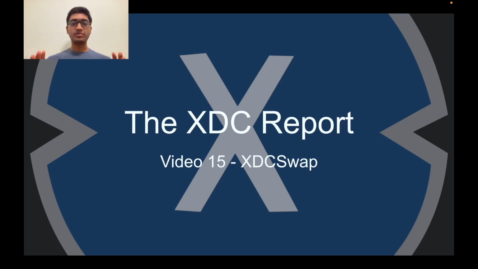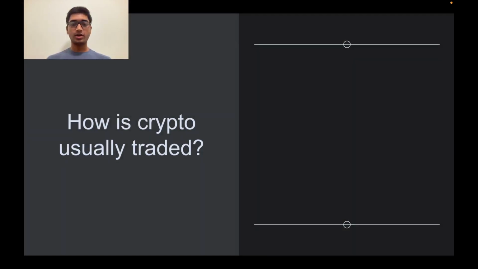In this video, we will be talking about XDCSwaps, a decentralized exchange built on the XDC network. So first of all, let's start with the most basic question. What is a swap? Token swaps are a simple way to trade one cryptocurrency token for another. It's what you would call a DEX, which is a decentralized exchange.